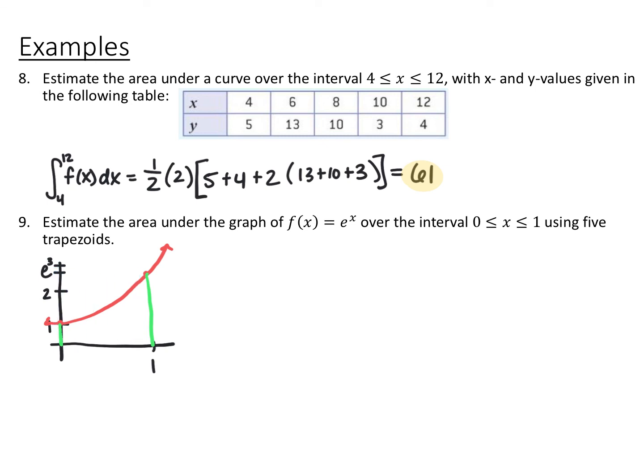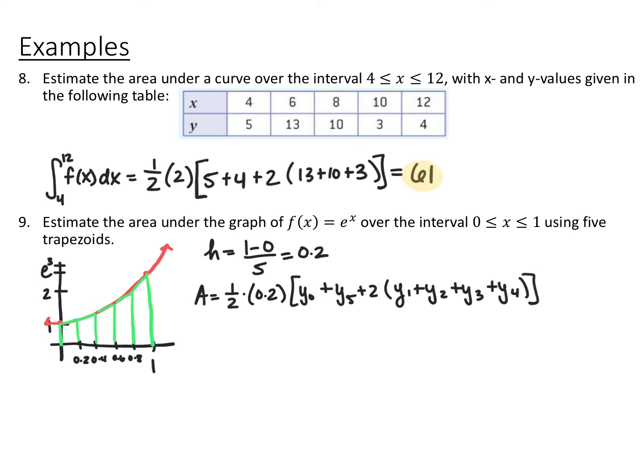Now we need to figure out how wide each of our intervals is. If we're going from 0 to 1 using 5 trapezoids, we want to figure out the width, or basically the height, of each of our trapezoids. The way that you find that is you take the distance of the whole interval, which was 1 minus 0, divided by how many trapezoids you're doing. So 1 divided by 5, which is 1/5, or 0.2. So every unit of 0.2 is another trapezoid. On my graph over here, I put those in, 0.2, 0.4, 0.6, 0.8, and I drew my little trapezoids in.